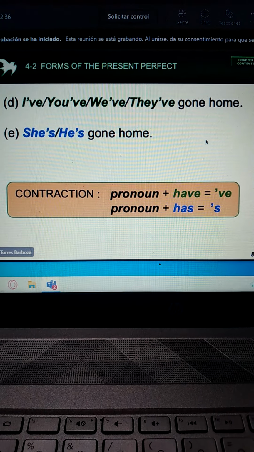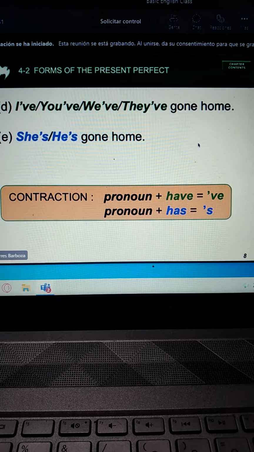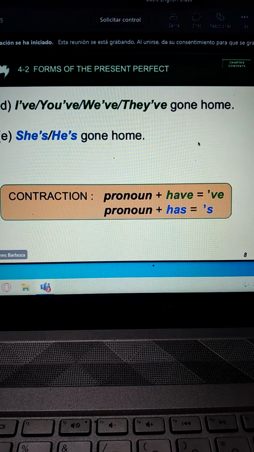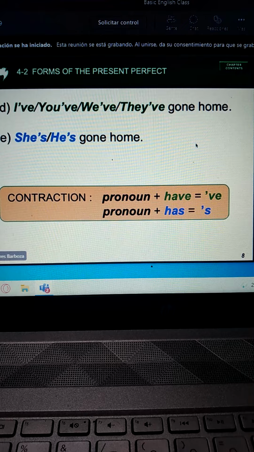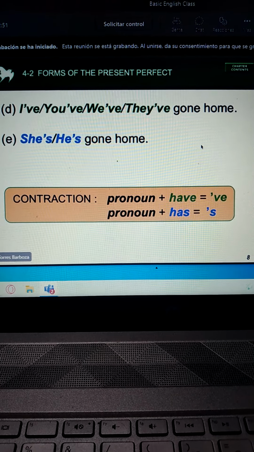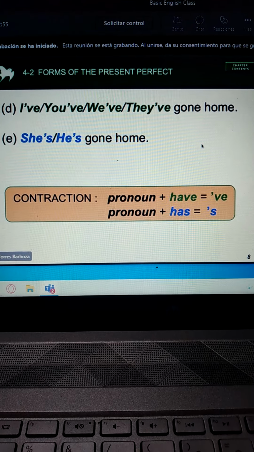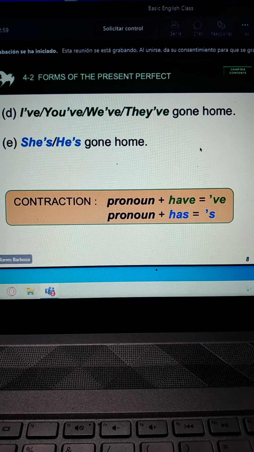In this case, we have pronoun plus has equals apostrophe s. So, we have to be careful here. Why? Because I don't want you to get confused with the verb to be. For example, she's a doctor. No, she is a doctor. I'd say she's a doctor, he's a doctor.